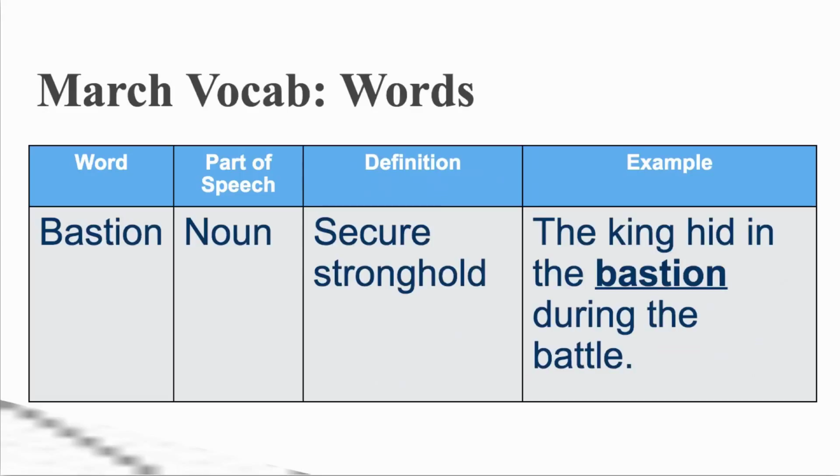Bastion, this is a thing. This is a secure stronghold. So for example, the king hid in the bastion during the battle. So it's any kind of safe place, and it can be metaphorical. You know, my room was a bastion from my family or something like that.